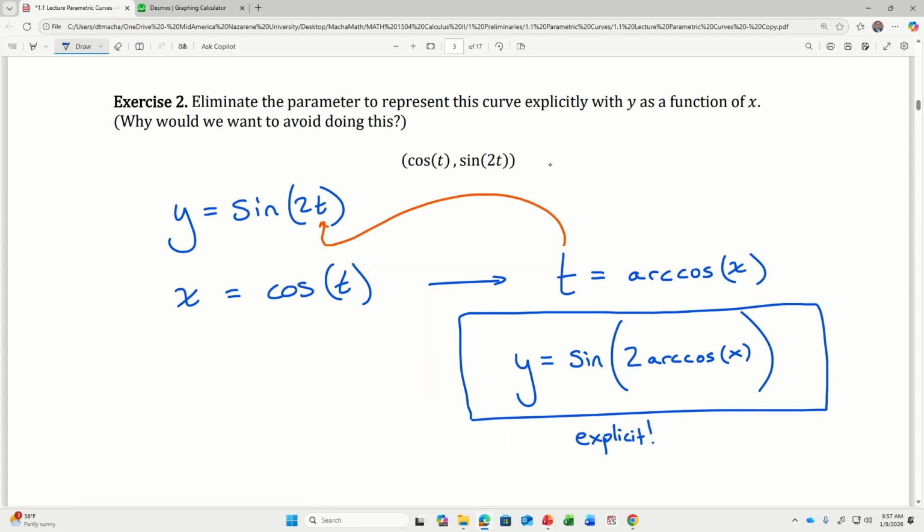So if I asked you this question on a test, you could tell me something like, why would we want to avoid doing this? Because we lose part of the curve. And so that's the way that parametric curves are just a little bit cooler than explicitly defined curves, because you are allowed to do more stuff. You're able to do more curves with a parametric curve.